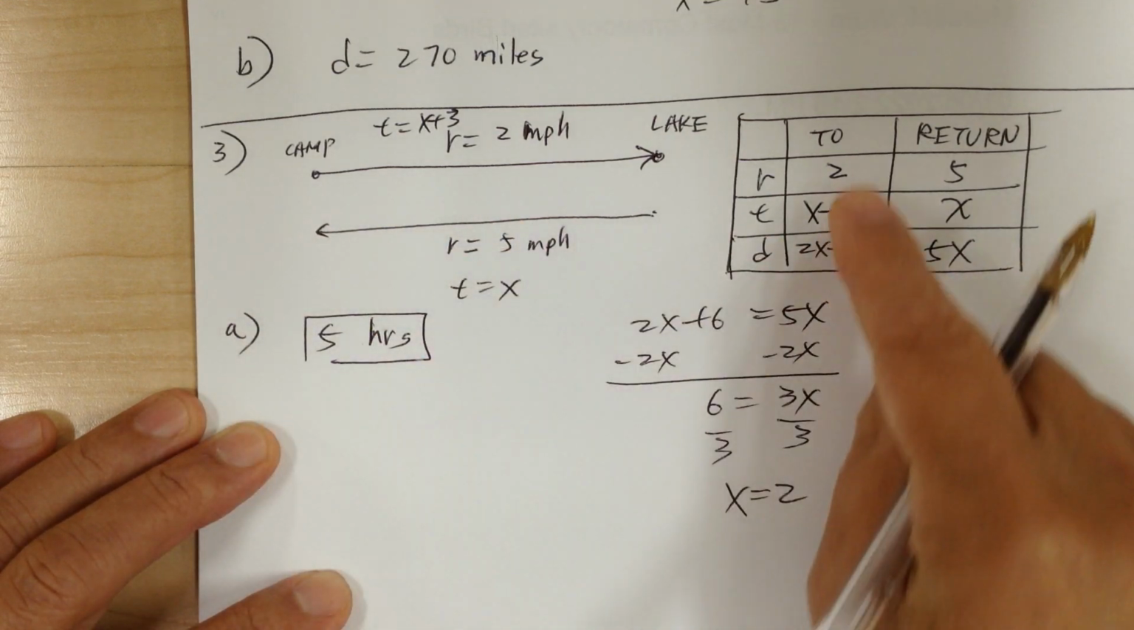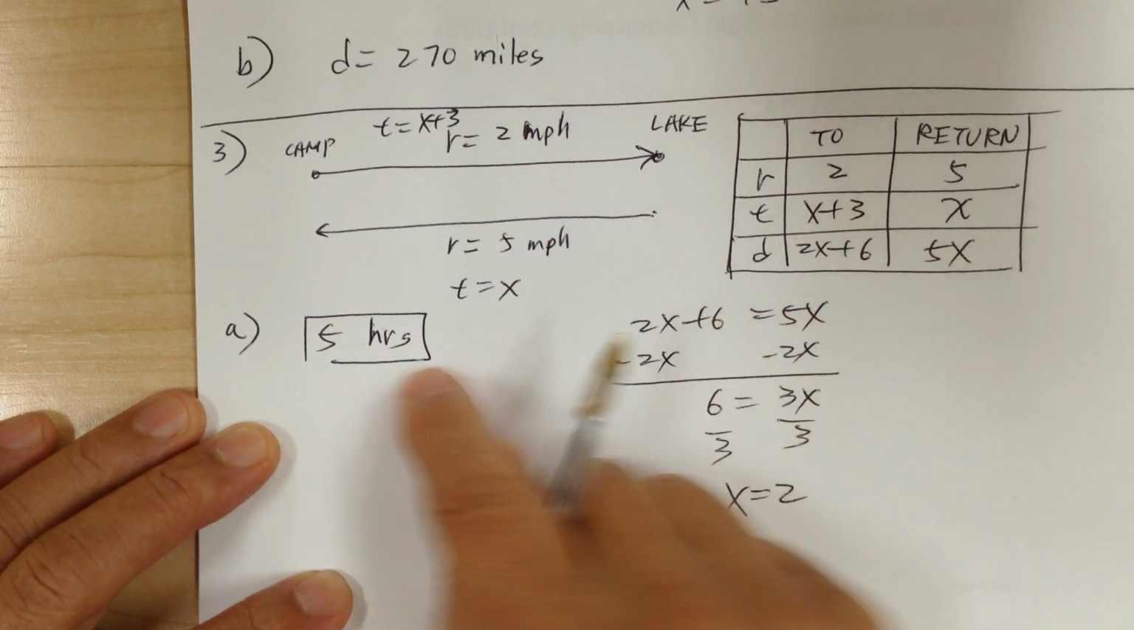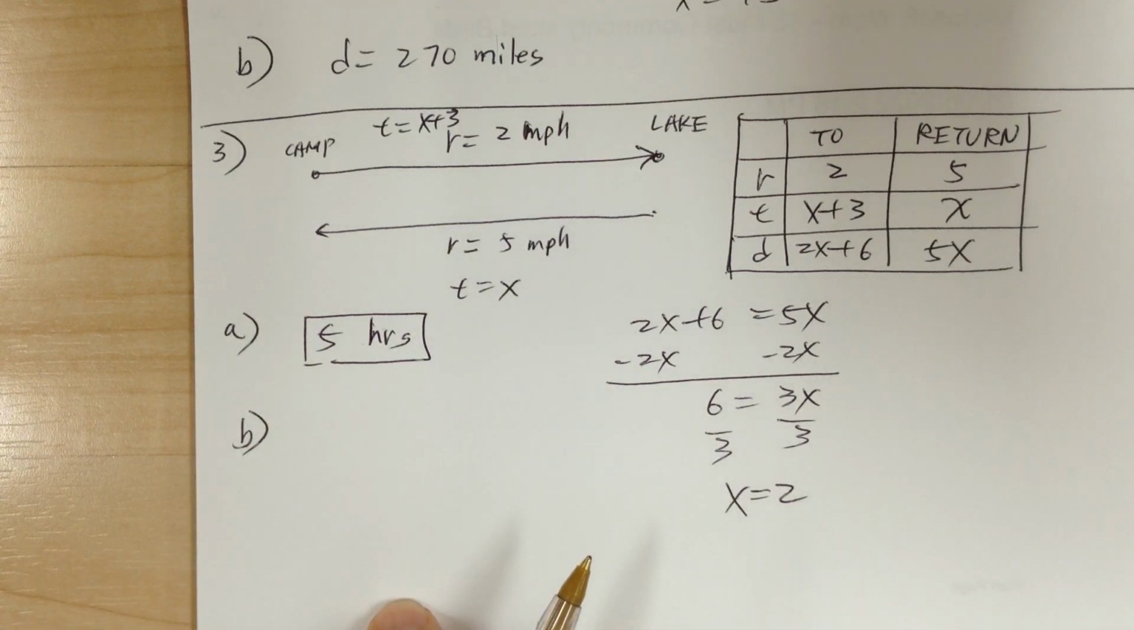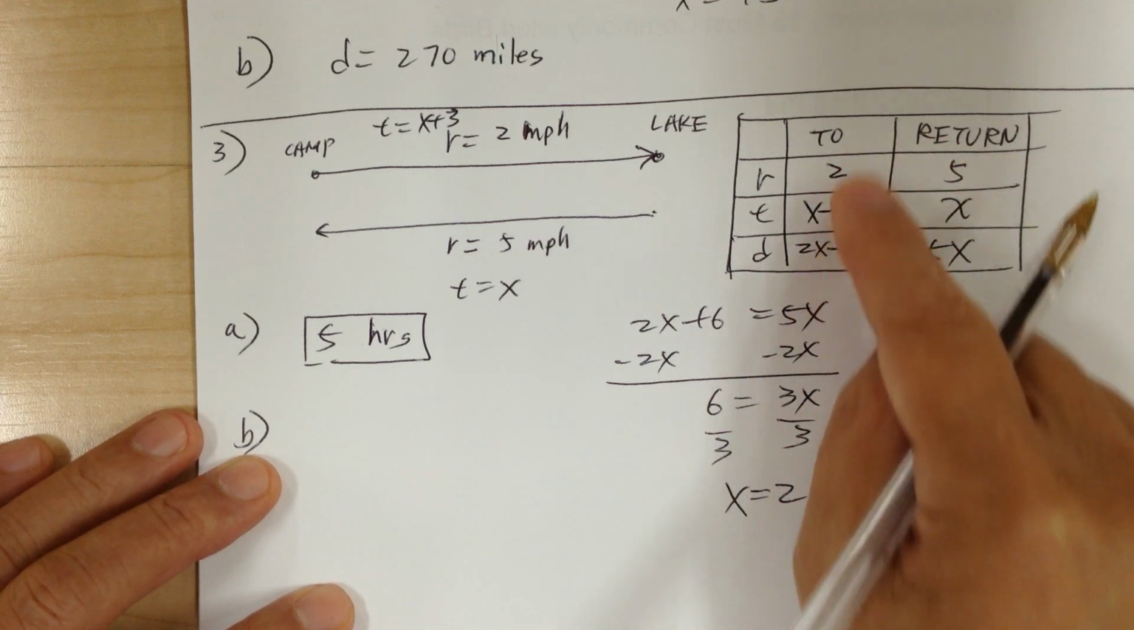Okay, so again, the time to the lake is x plus 3. So x plus 3, 2 plus 3 gives you 5. Okay, then you go to B. How far is it from the camp to the lake? So the distance is camp to the lake.